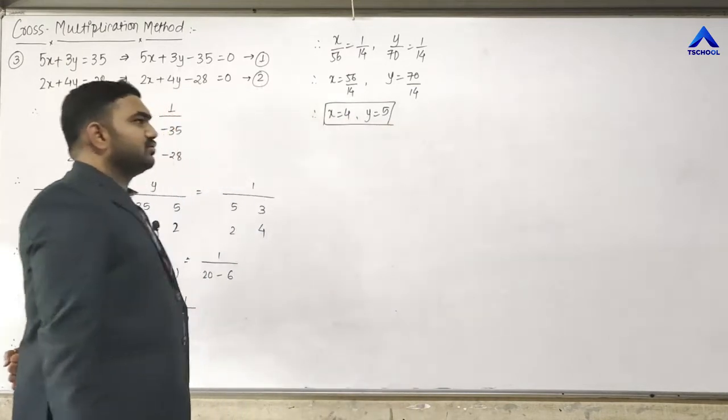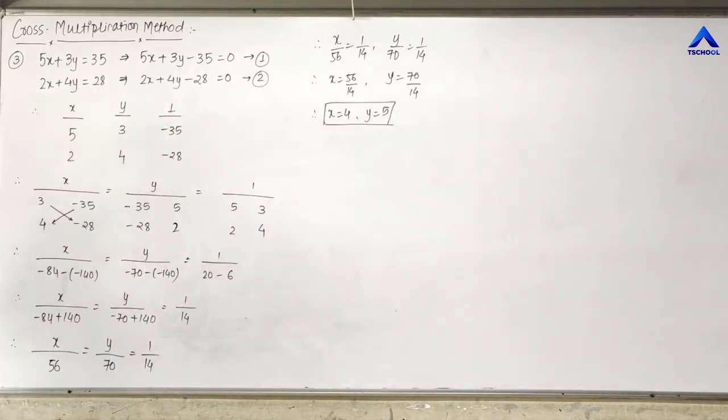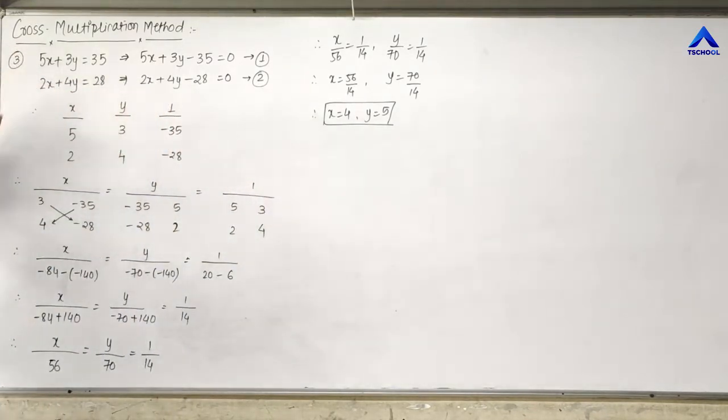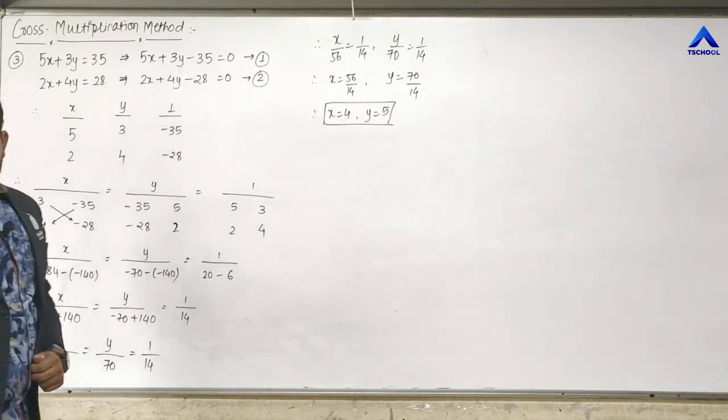Is it clear, friends? So the solution to the given equations here is x equals 4 and y equals 5. That is our required solution. You can also confirm the solution by substituting it in the equations so as to get 35 and 28 in both the equations. Is it clear, everyone?